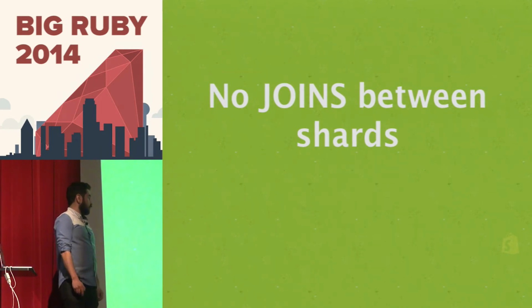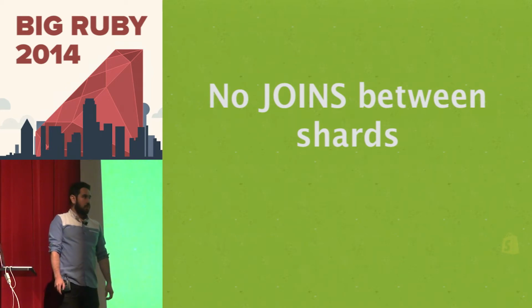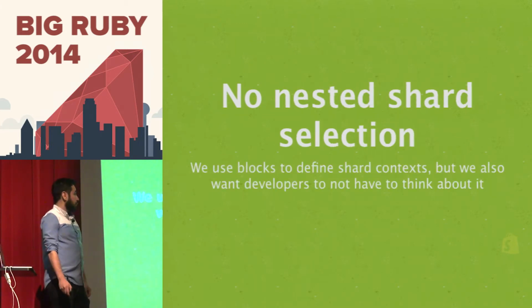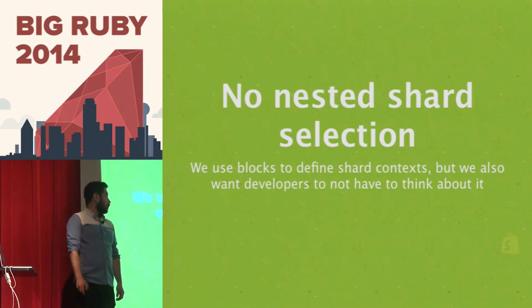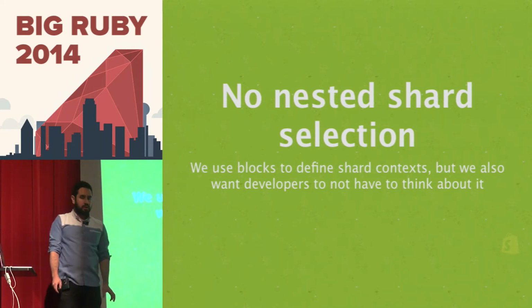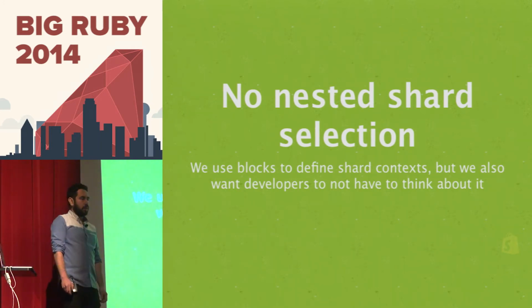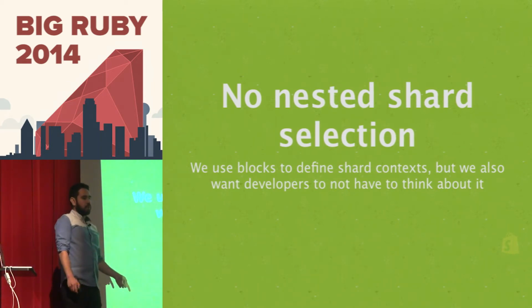No joins between shards. That is just a fact of life. You can join across databases. You can fake them, but it's probably best to not paper over that inherent complexity. No nested shard selection. This one is a little hard to understand now. When I go over more detail on how things work, you will see it. What happens is we use blocks to declare the shard context, and we didn't want to give developers too much rope to think about switching between shards in one controller action, for instance, or something like that. So you select the shard, you have to get off the shard before changing to a new shard.